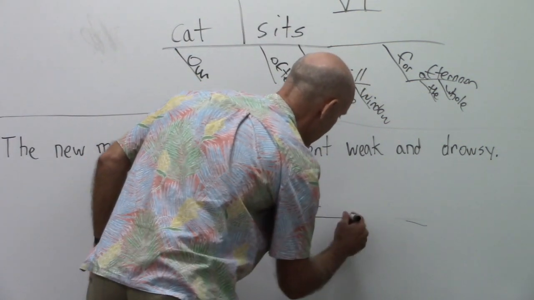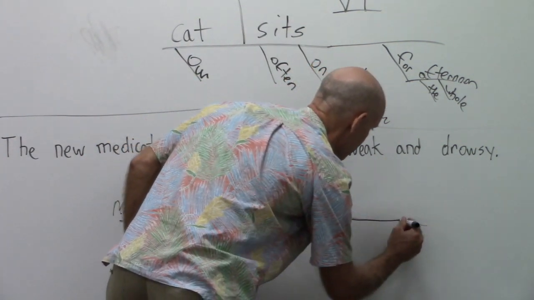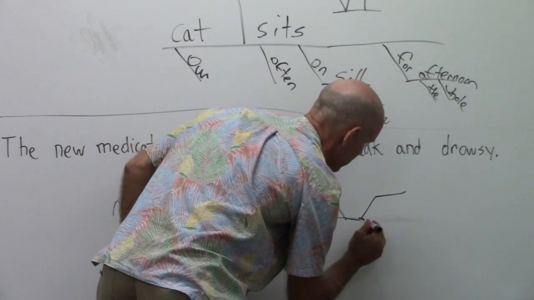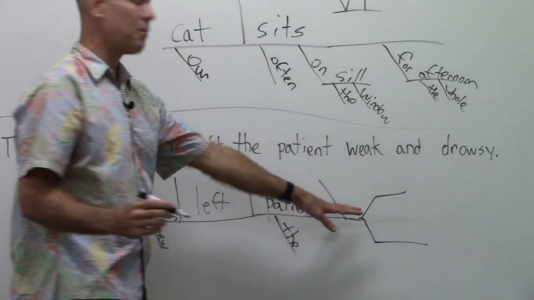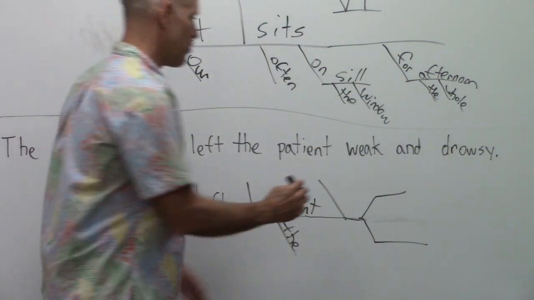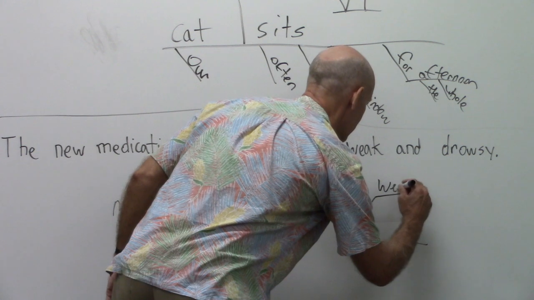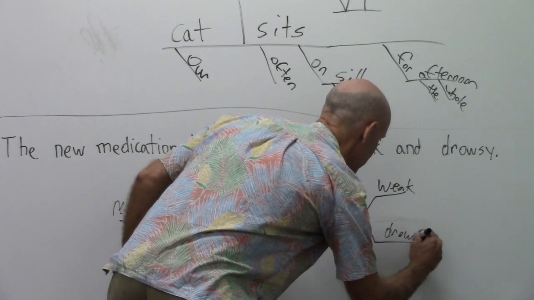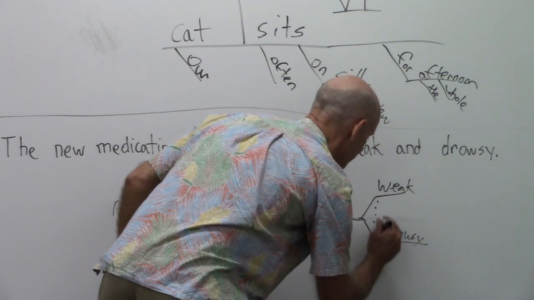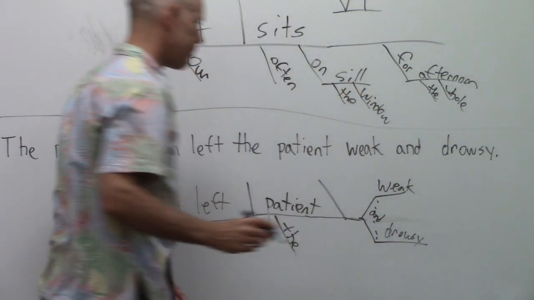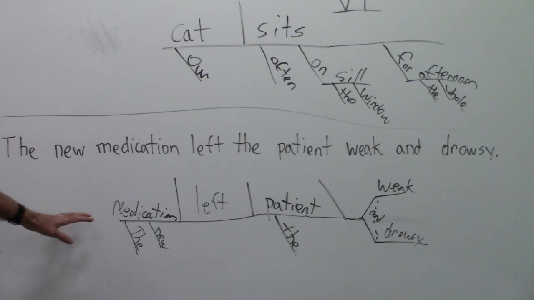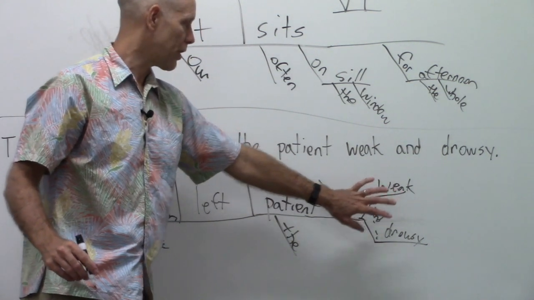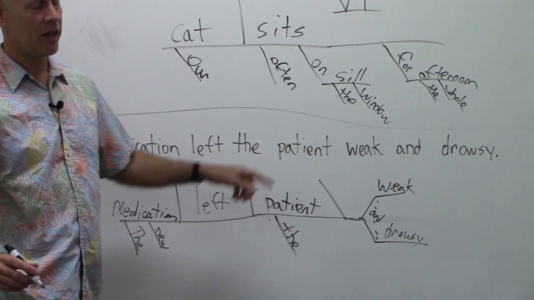And we're going to call that, let's do it this way, your object complement, and it's describing the patient, of course. How did it leave the patient? Weak and drowsy. And these are two adjectives. So this is either a pattern 9 or a pattern 10 because there's an object complement complementing the patient here.